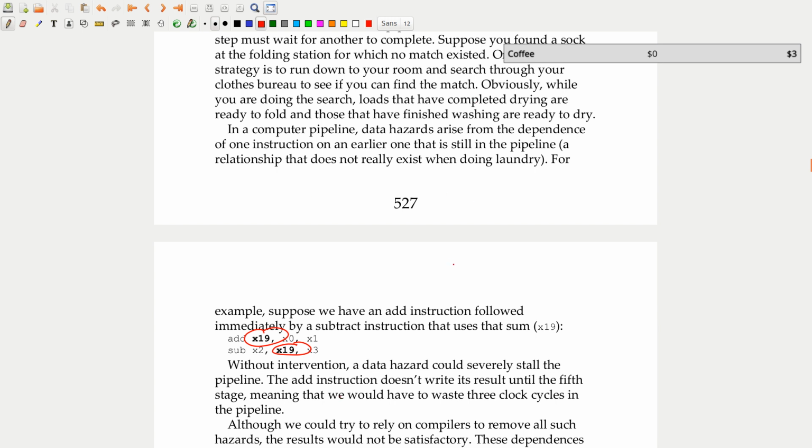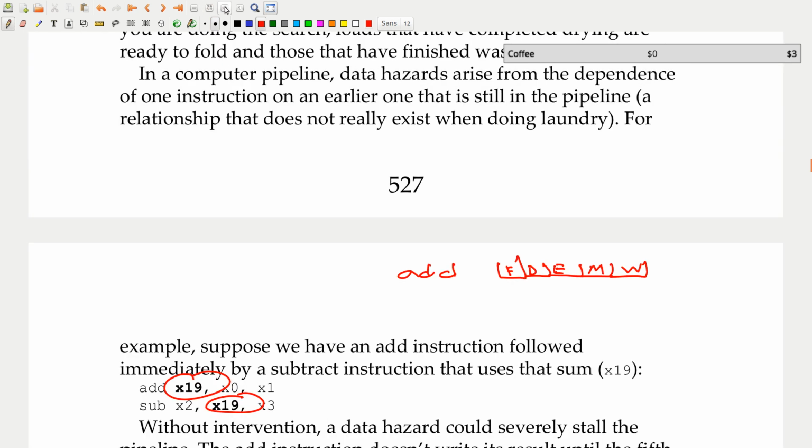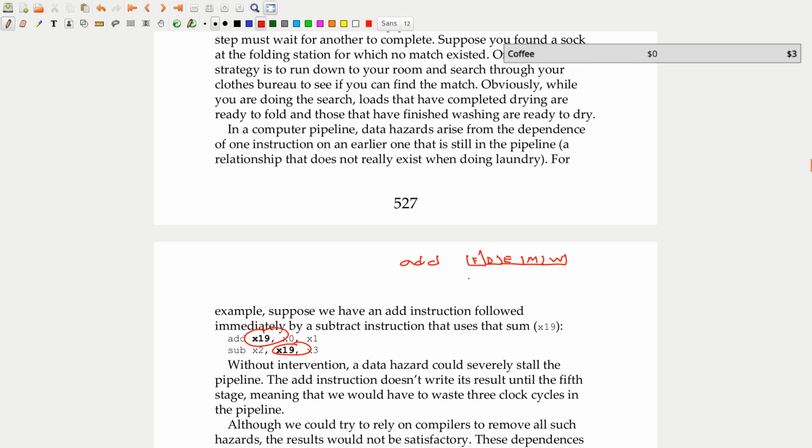So if we had fetch, followed by a decode, followed by execute, followed by memory, followed by write back, this will be the add instruction. Let's zoom in a little bit. For the subtract instruction, I'm going to lose my ability to write here. Oh, it only wants me to write at this granularity. Okay.